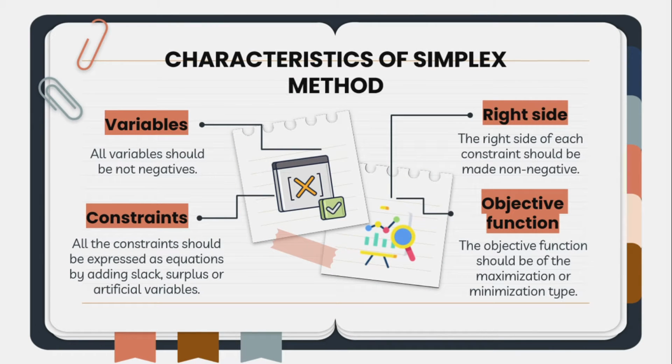Characteristics of the Simplex method. Using the Simplex method to solve a linear programming problem requires that the problem be converted into standard form. The standard form of the linear programming problem should have the following characteristics. 1. All variables are non-negative. 2. All the constraints should be expressed as equations by adding slack, surplus, or artificial variables. 3. The right-hand side of each constraint should be made non-negative. This is done by multiplying both sides of the constraint by -1. 4. The objective function should be of the maximization or minimization type.